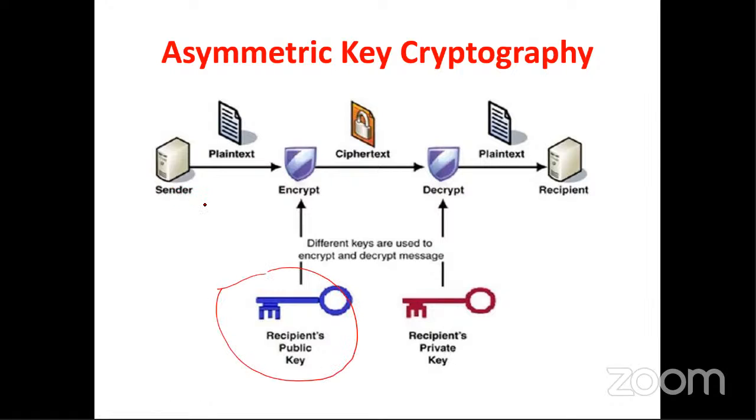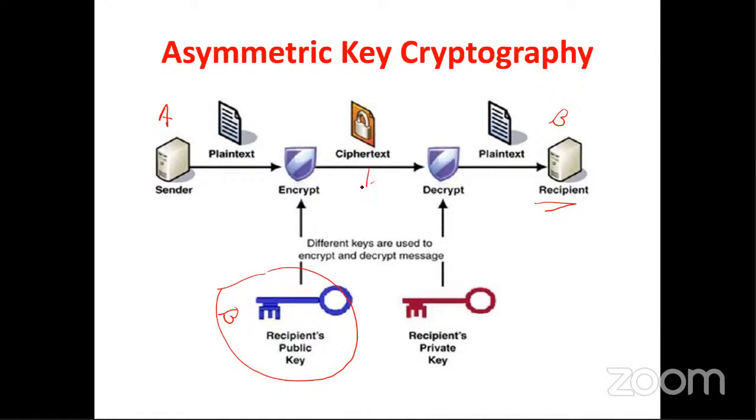So the sender, if this is our Alice and this is our Bob B. If sender A wants to send some plain text message to Bob, then what should Alice do? Alice will simply take the public key of B. So these are the public key of B. If A wants to send a message to B, then he will use the public key of B to encrypt. So it will be a cipher text.